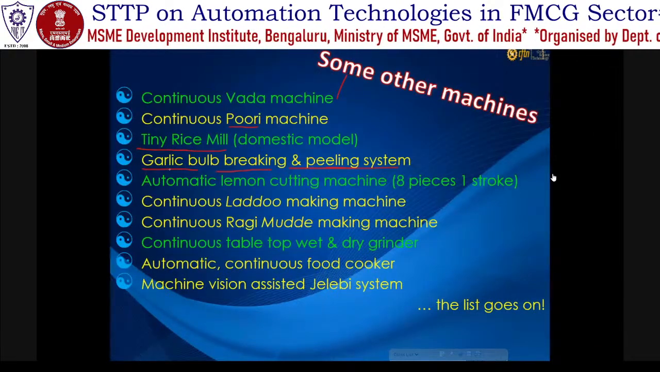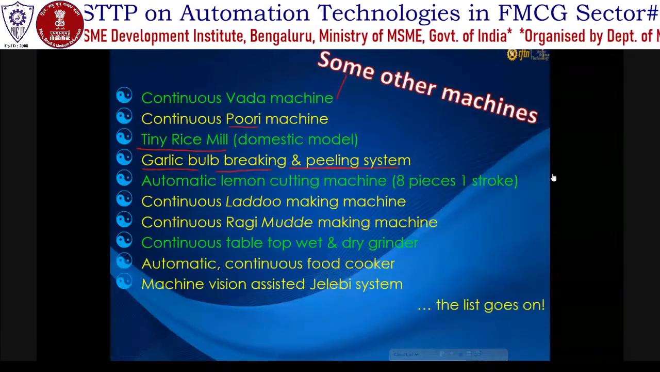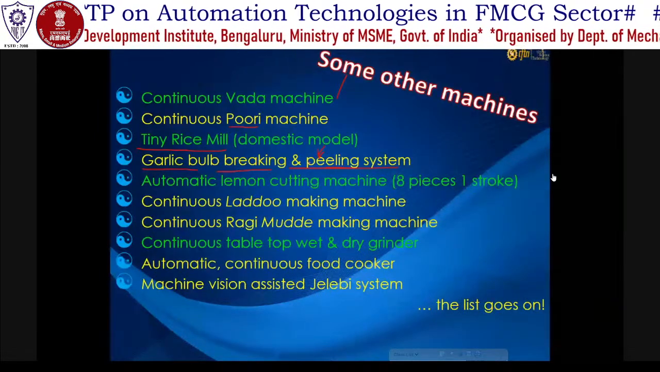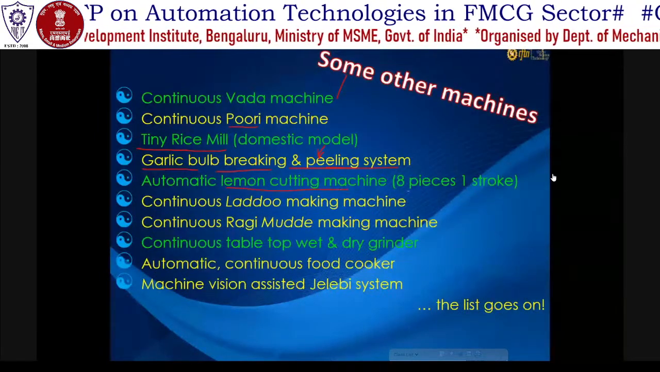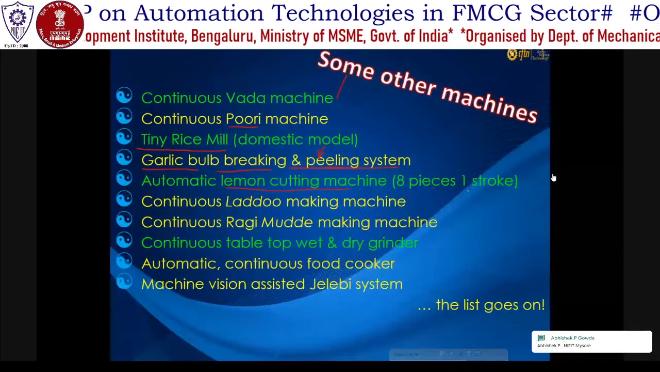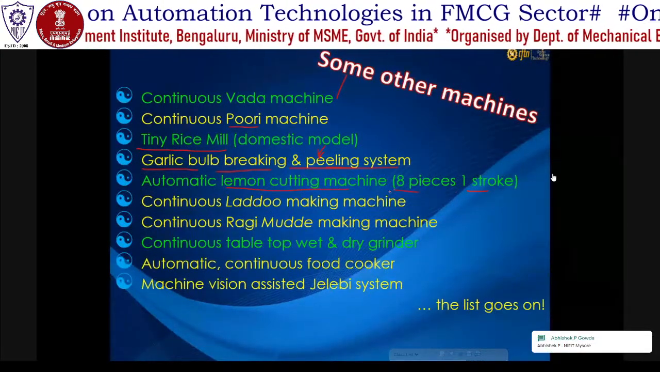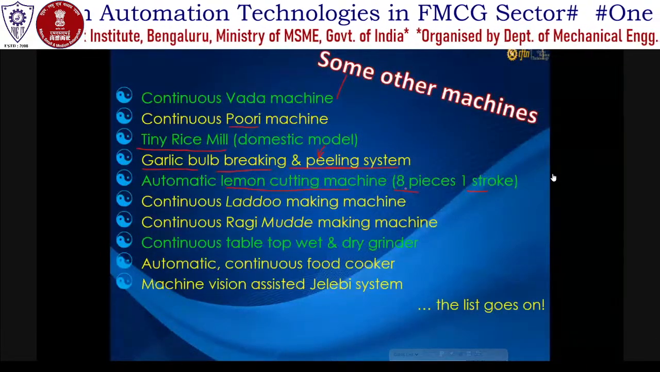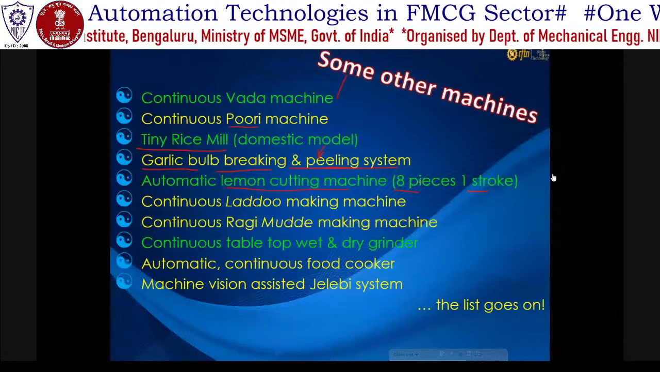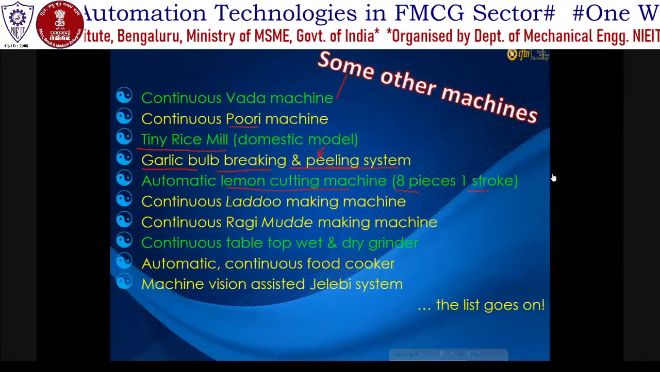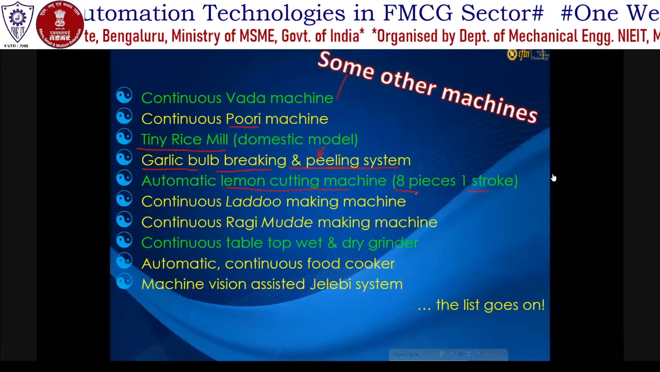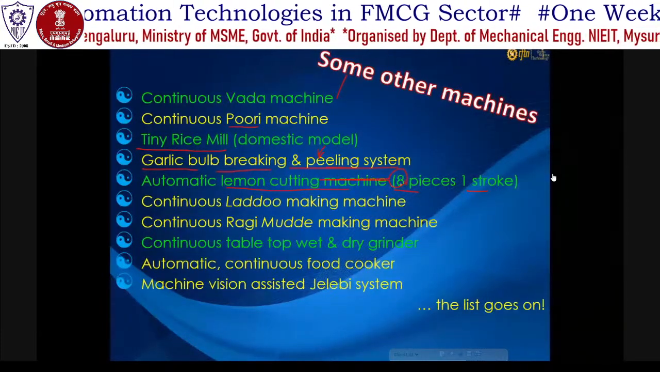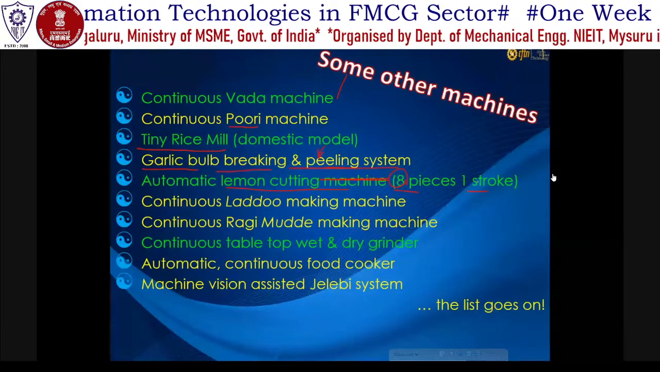So not only convert the garlic into those individual cloves, but even peel the cloves, right? Automatic lemon cutting machine. This is the mechanical version wherein one piece gives you 8 strokes. The capacity is slightly less, maybe about 100 or 150 lemons per hour. You have a pneumatic system which would do something like 500 lemons per hour, right? So you can control this. You can either have 8 pieces or 4 pieces or 2 pieces in one stroke.